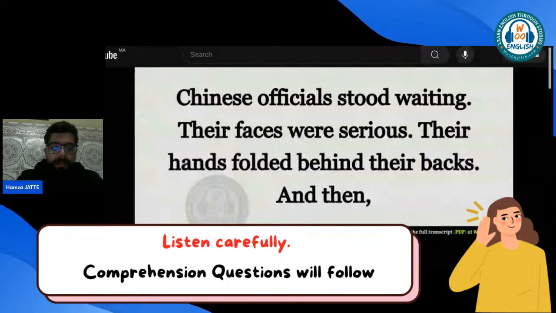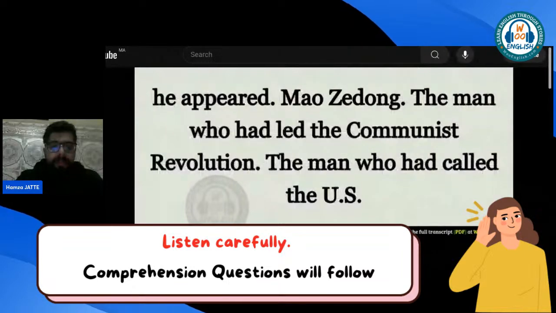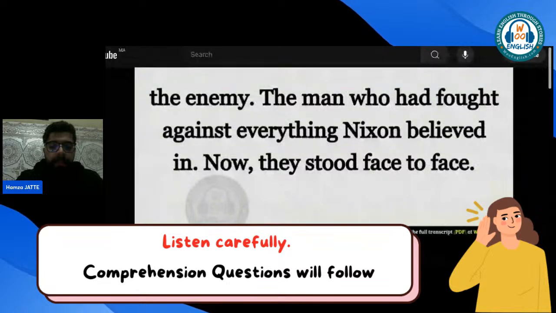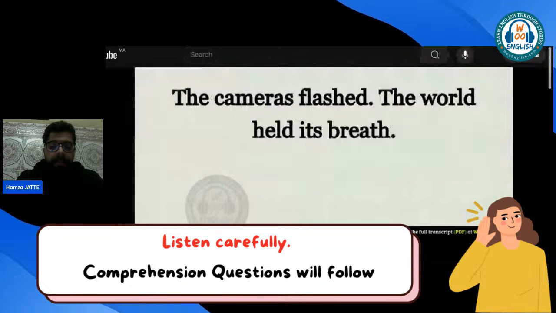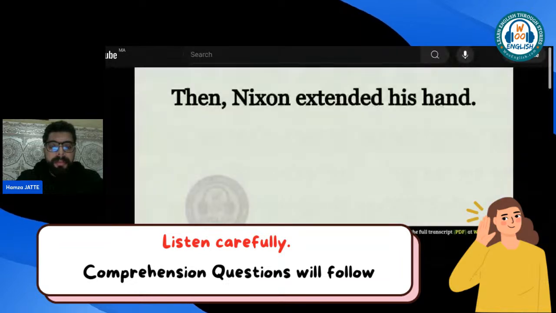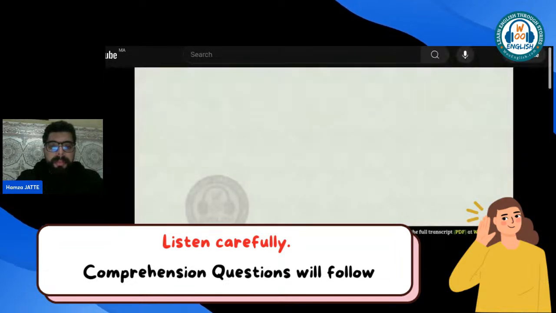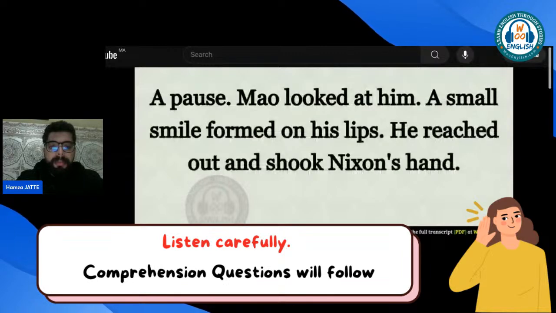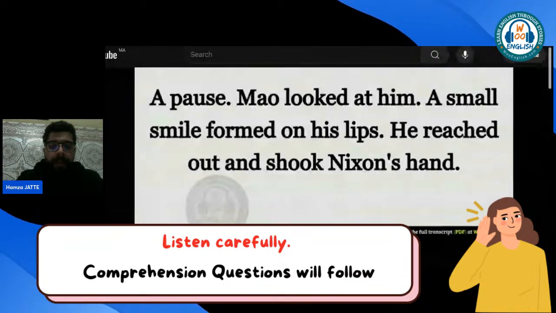Mao Zedong, the man who had led the communist revolution, the man who had called the U.S. the enemy, the man who had fought against everything Nixon believed in. Now they stood face to face. The cameras flashed. The world held its breath. Then Nixon extended his hand. A pause. Mao looked at him. A small smile formed on his lips. He reached out and shook Nixon's hand.